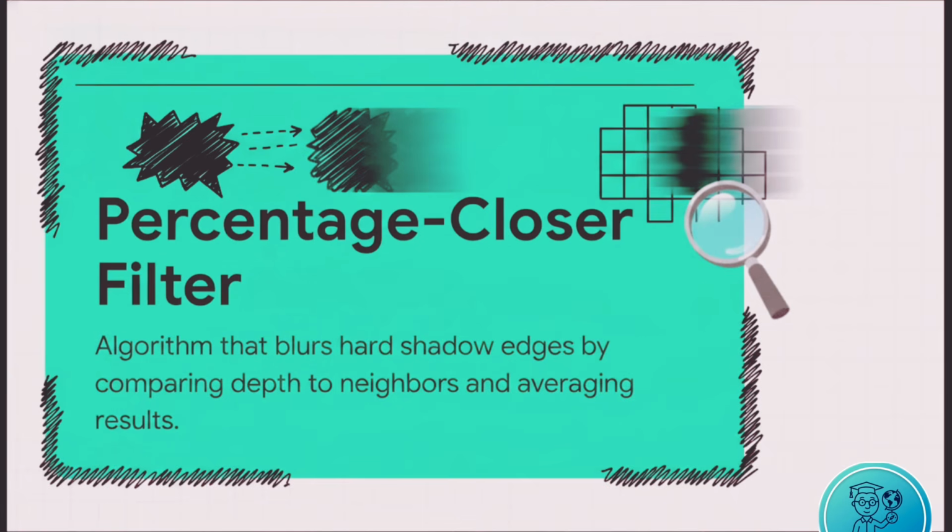That brings us to percentage closer filtering, or PCF. Instead of doing the incredibly heavy math to render a physically perfect soft shadow, PCF takes a bit of a shortcut. It essentially looks at the jagged edge of a hard shadow, compares the depth to the pixels right next to it, and just averages the results. It effectively blurs the jagged edges. You're trading a tiny bit of physical precision for a massive increase in speed. It's pure digital sleight of hand.